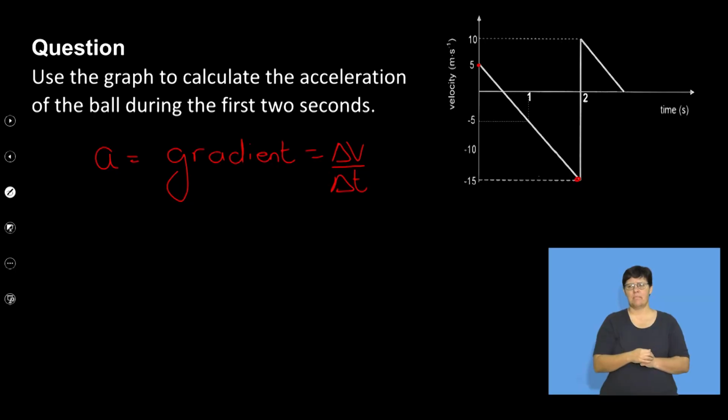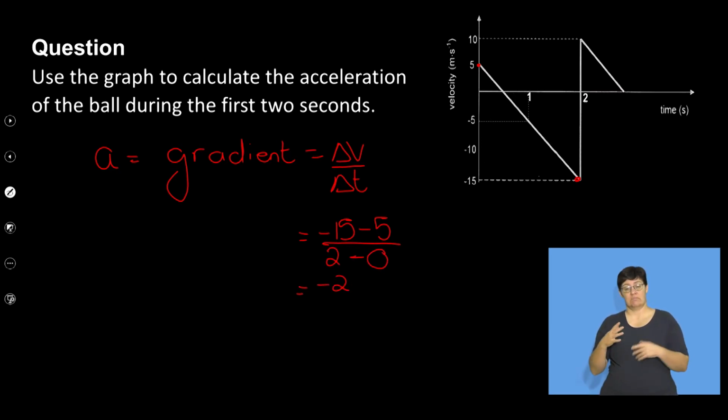So, final velocity minus 15. Initial velocity 5. Final time 2, initial time 0. So I get minus 20 divided by 2. I can do this one in my head. And now I get minus 10.